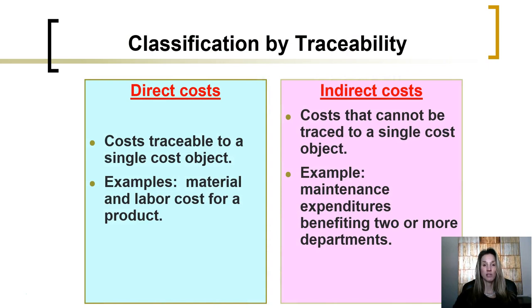If we look at an organization's cost by traceability, we're looking at them by whether they are direct costs that we can trace directly to a single cost object, material and labor costs for a product, or we can look at indirect costs. These are costs that an organization incurs that we cannot trace directly to a single cost object. For example, maintenance expenditures that benefit multiple departments. Maintenance expenditures cannot be traced directly to one department. It is indirectly traced.